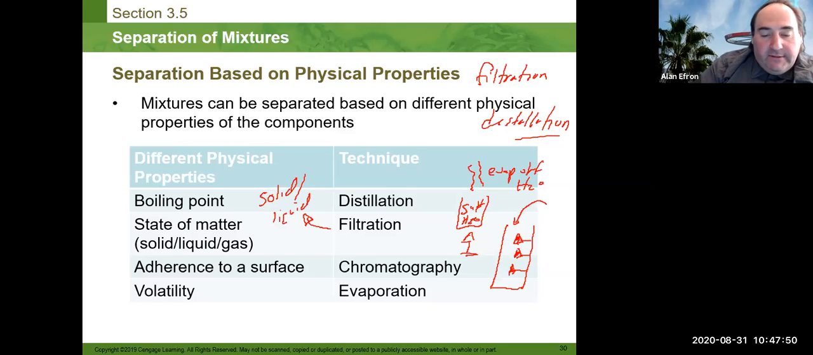So in chromatography, you typically set up a system for things to go through, and it'll be able to attract things out of that liquid as it goes through. Something that's really volatile goes into the gas phase really easily, so evaporation is a very good way to separate things out.